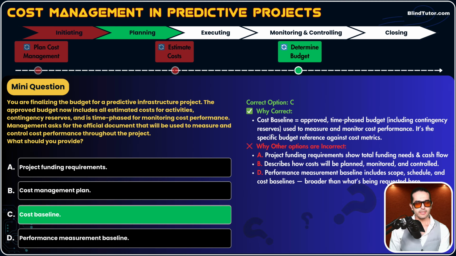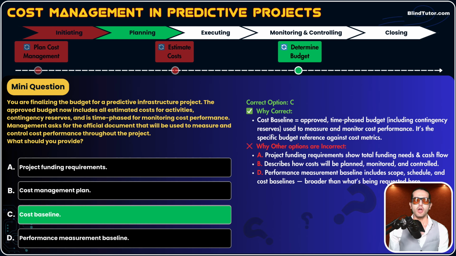Why are the other options incorrect? A, project funding requirements. Project funding requirements show total funding needs and cash flow, but aren't used for ongoing cost performance measurement. Option B, cost management plan. It's a how-to guide when dealing with cost concerns, guys. It does not include the project budget related numbers. And option D says performance measurement baseline. Performance measurement baseline includes scope, schedule, and cost baselines, which is broader than what's being requested here.